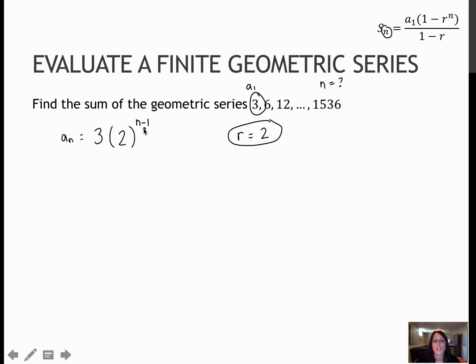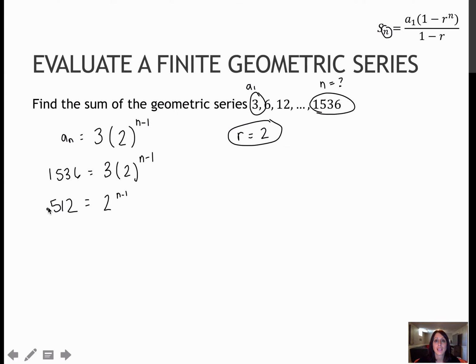So I'm going to use this and say, let's go ahead and put 1,536 on the left side so that I can figure out what n is. So I've got 3 times 2 to the n minus 1. I'll divide each side by 3. And from here, I have 512 equals 2 to the n minus 1.